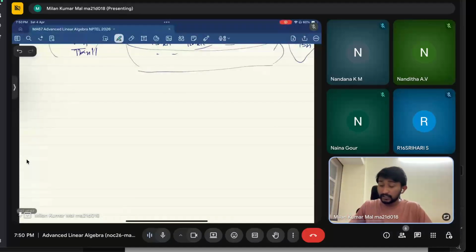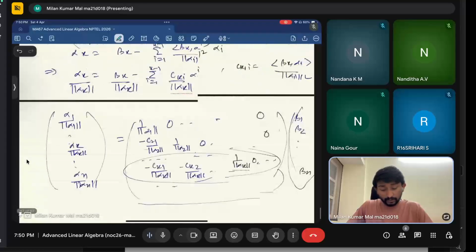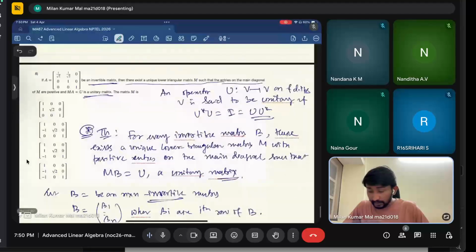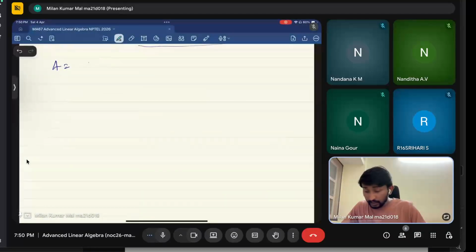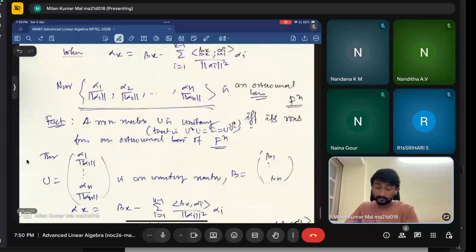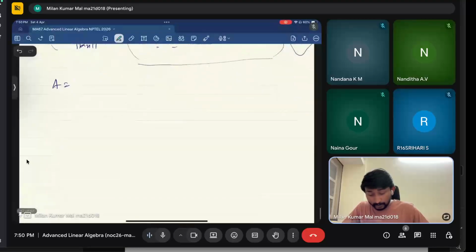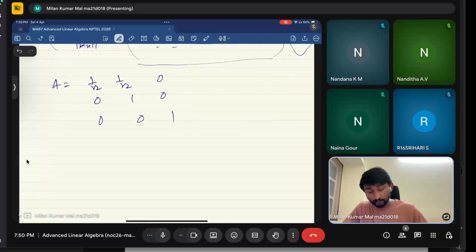So let me do this problem right now. In our case, this is the problem we have to do. So I think this will completely match. Okay, let me do this problem. So here the matrix is given: 1 by square root of 2, 1 by square root of 2, 0; 0 1 0; 0 0 1.